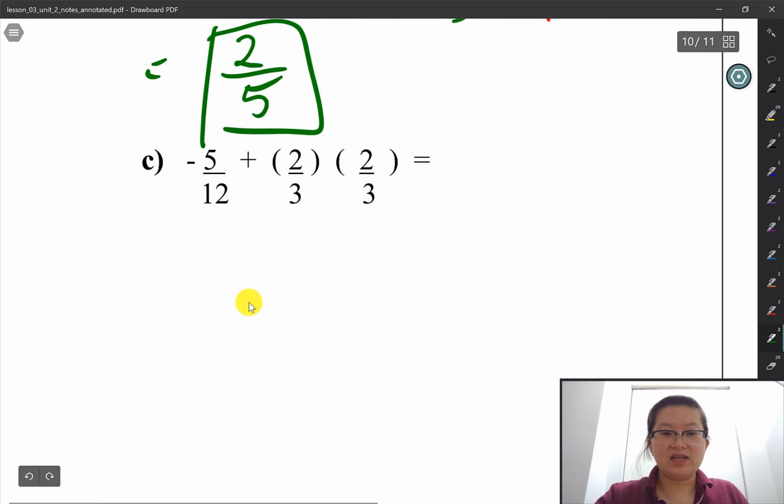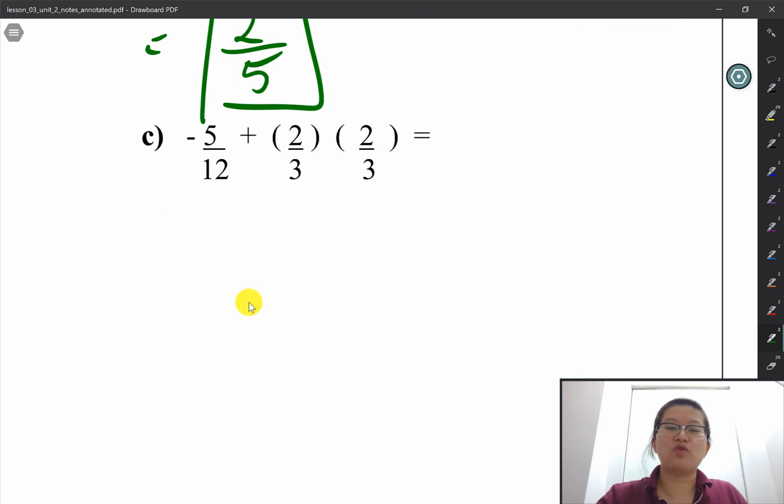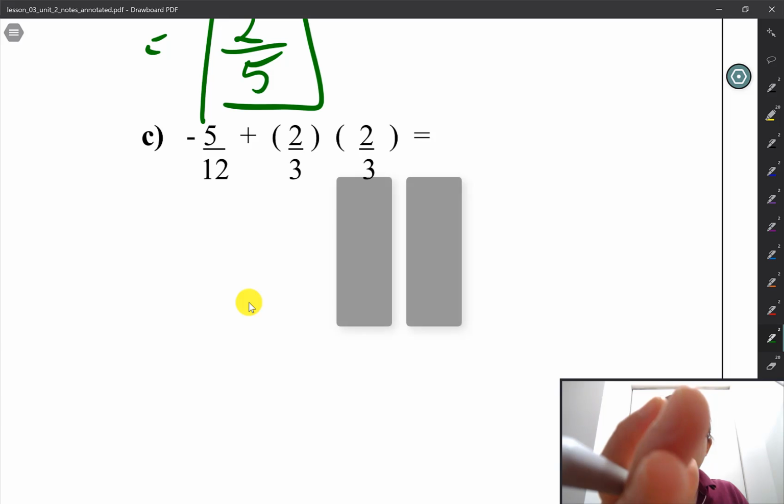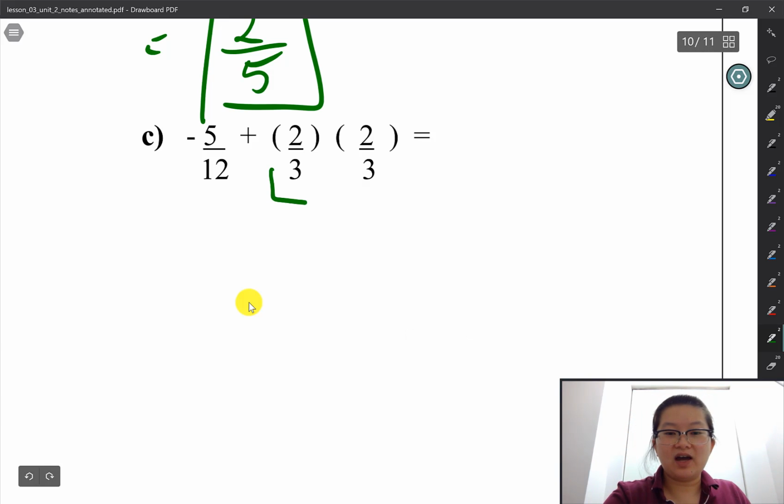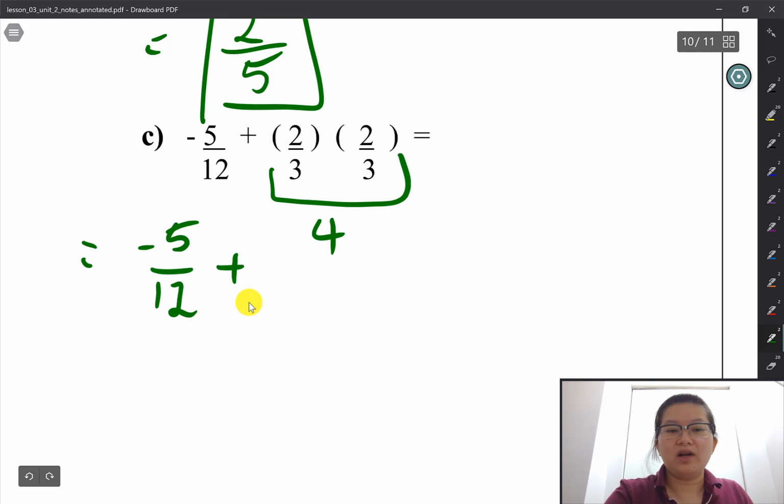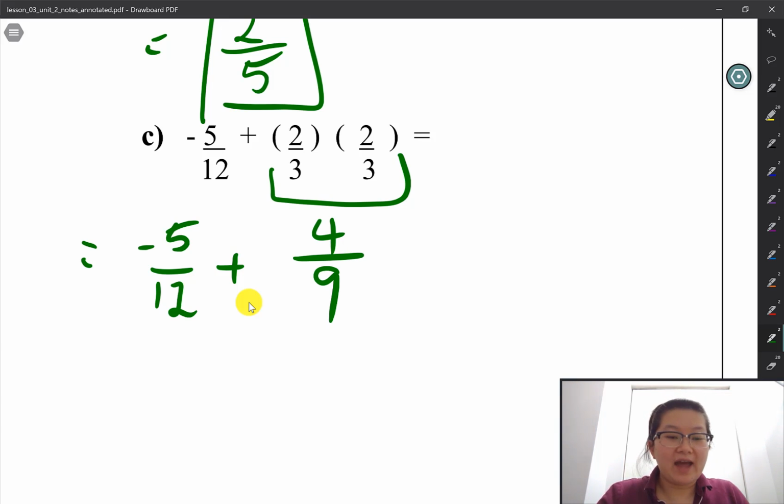Okay, moving on to E. Again, good time to try this and pause the video. Okay, I also have two numbers that are multiplying one another. Very easy to deal with first. I have 2 times 2, which is going to give me 4. 3 times 3 is going to give me 9. And again, we have to add these two.